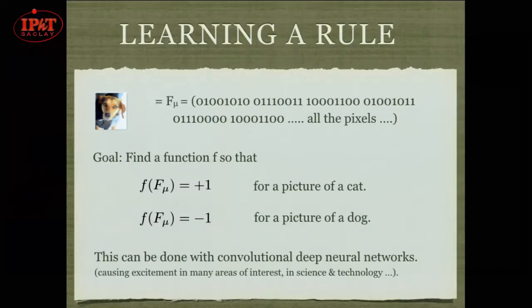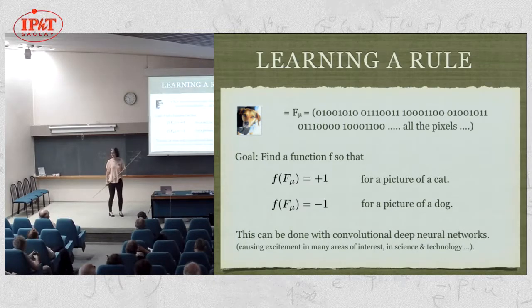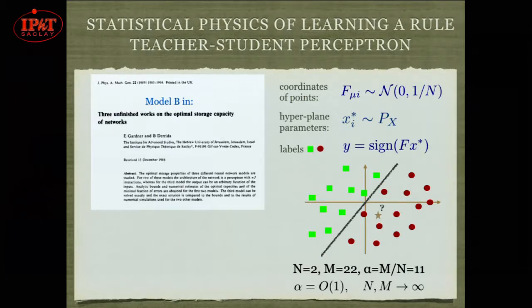Nevertheless, today this can actually be done with a computer, with something called convolutional deep neural networks, which appeared in the last 10 years, and it's causing amazing excitement in pretty much every area of science, technology, business. It's artificial intelligence. The promises are huge, the stakes are huge, etc. That's the motivating fact to look back into what in statistical physics we can say about a problem like that. And fortunately for us, we actually have a model for learning a rule.